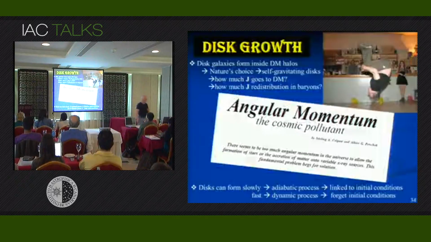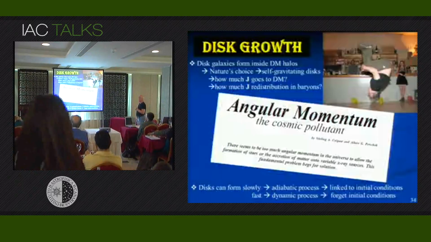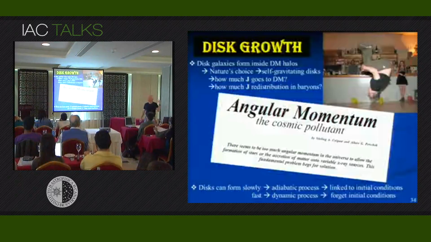A few years ago, Stirling Colgate published this paper: Angular momentum is the cosmic pollutant. Well, this is his weak point, actually. He is capable of discussing the problem of angular momentum redistribution at any time of the day, in any state of mind that he is in. So you can Google and read it. It's very entertaining.